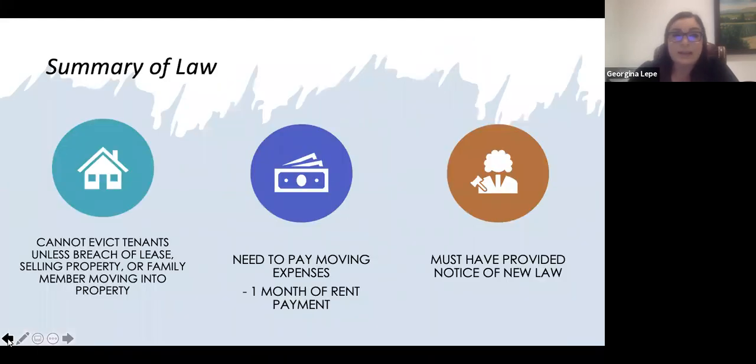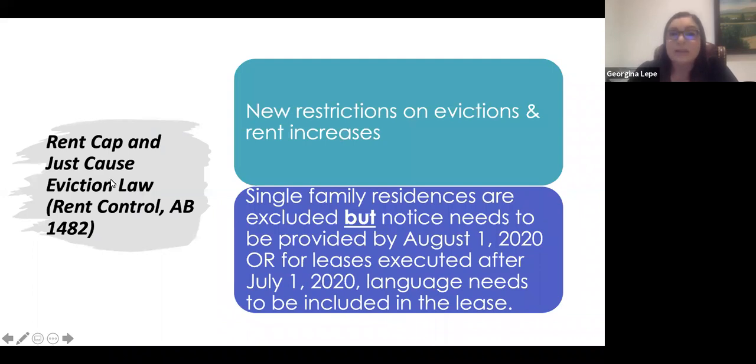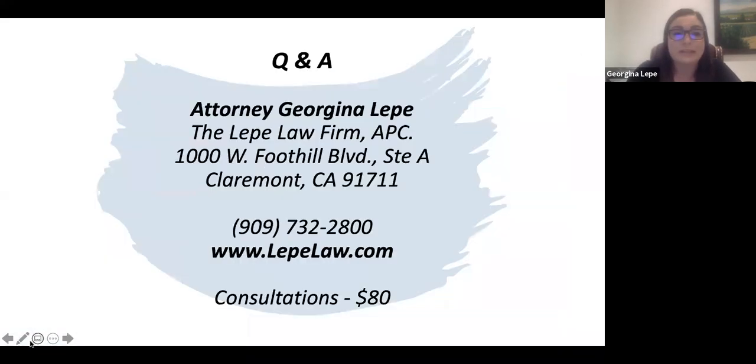As far as the rent cap and just cause eviction law, keep in mind that notices need to be served by August 1st. So every single tenant needs to receive a copy of this notice. If the property is exempt, then the notice will indicate on the bottom of the second page that that particular property is exempt from the new law. If the property is not exempt, meaning it's a duplex or anything bigger, then you would still serve the notice, but you wouldn't mark that box on the second page indicating that the property is exempt.